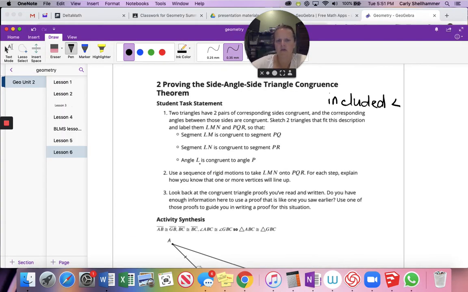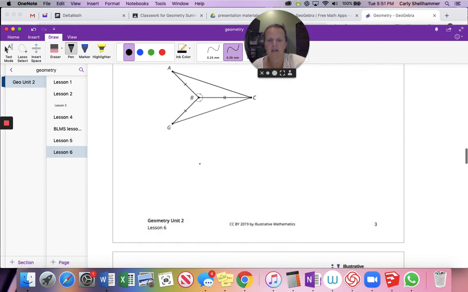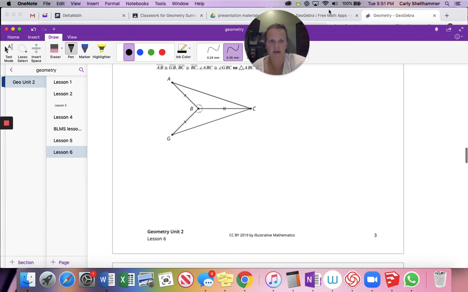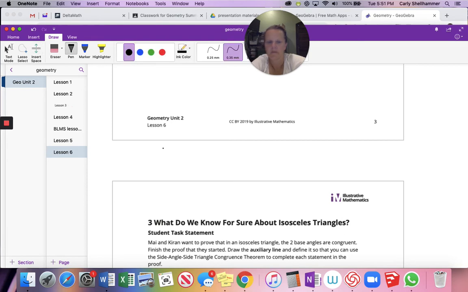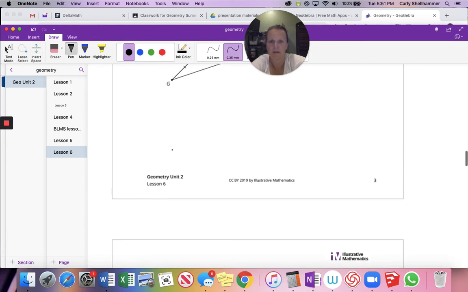Look back at the congruent triangle proofs you've read and written. Do you have enough information here to use a proof like the one you saw earlier? Use one of those proofs to guide you in writing a proof for this situation. So I'm actually going to go right here. I wonder if I can insert space. Maybe? Oh, well, that might be enough.